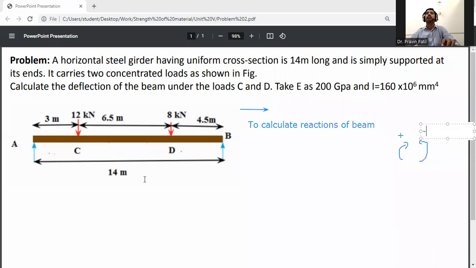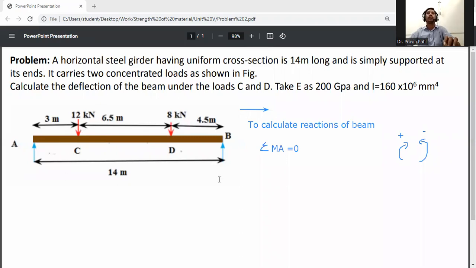So first, take moments about A. Apply the first equilibrium equation, summation of MA is equal to 0. Moment at A is equal to 0. If the moment is clockwise, it will be taken positive. If anti-clockwise, negative. We start from A to B. So first, 12 kilonewton is rotating in the clockwise direction.